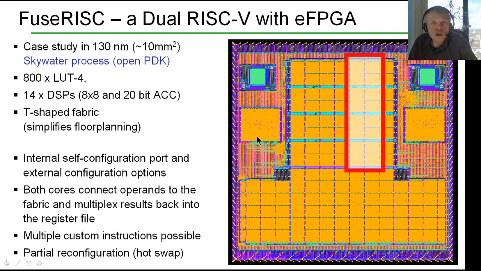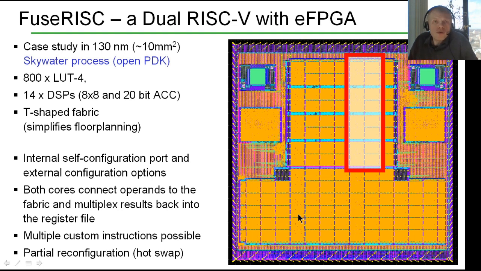Both RISC-V cores provide the operands A and B to the fabric, and multiplex results from different regions back into the register file. Both sides can do this, and both sides can use the FPGA fabric either exclusively, partially, or even joined together. We have different configuration options. One core is able to configure the fabric through Wishbone. Otherwise, we have serial links to the outside world to configure the chip. And as I said before, the configuration itself is partially possible.